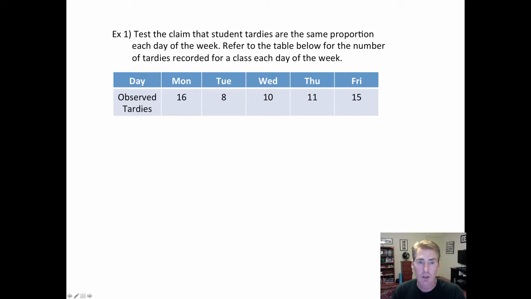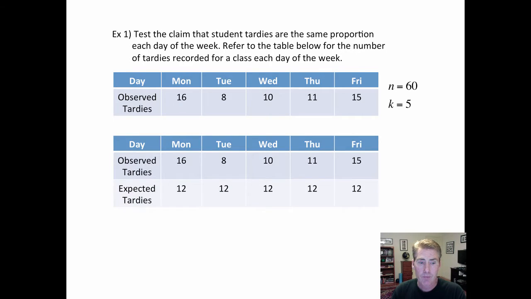These are the observed tardies, or the observed values. The next thing to do is add those up. So if you just add up the 16, 8, 10, etc., you'll get 60 tardies total. And since it's Monday through Friday, that is k equals 5.